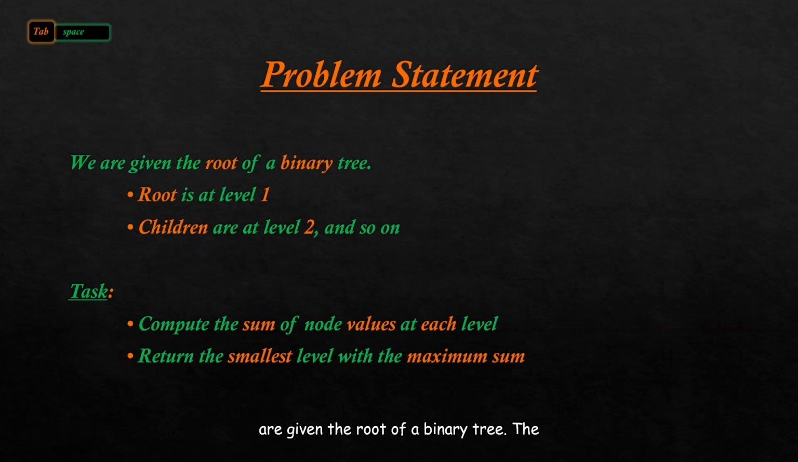We are given the root of a binary tree. The root node is considered to be at level 1, its children at level 2, and this pattern continues downward. Our task is to compute the sum of node values at each level and return the smallest level number whose sum is the maximum among all levels.